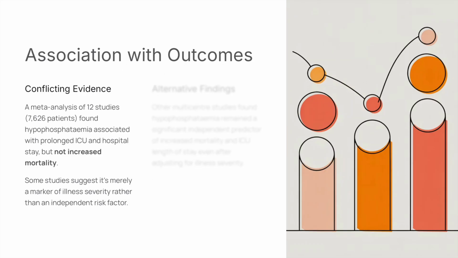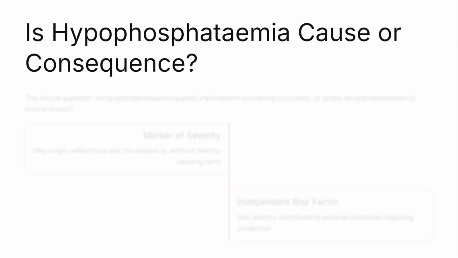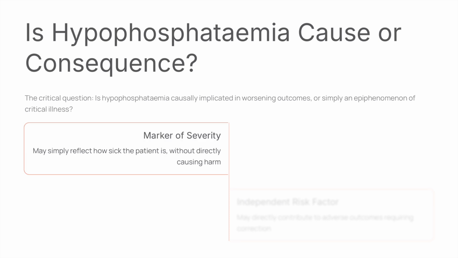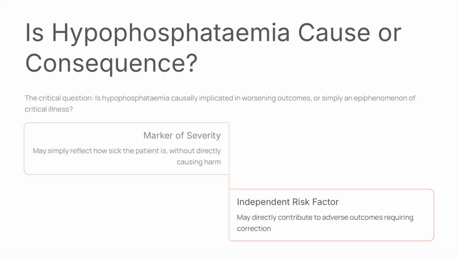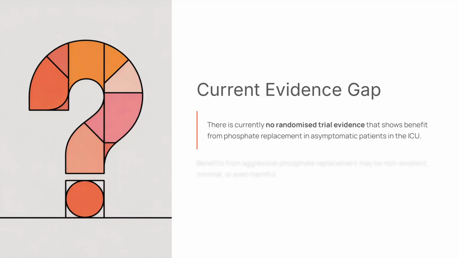As for the associated outcomes, there is a lot of conflicting evidence regarding increased mortality. Some have shown an increase and some have shown no increase in mortality. Whether it is an independent predictor or not remains a question. The question remains whether it is the cause of the severe illness or a consequence of the severe illness. So this is the gap that we have. We don't have any real evidence to show what exactly is the effect of hypophosphatemia and whether we should treat it or not.